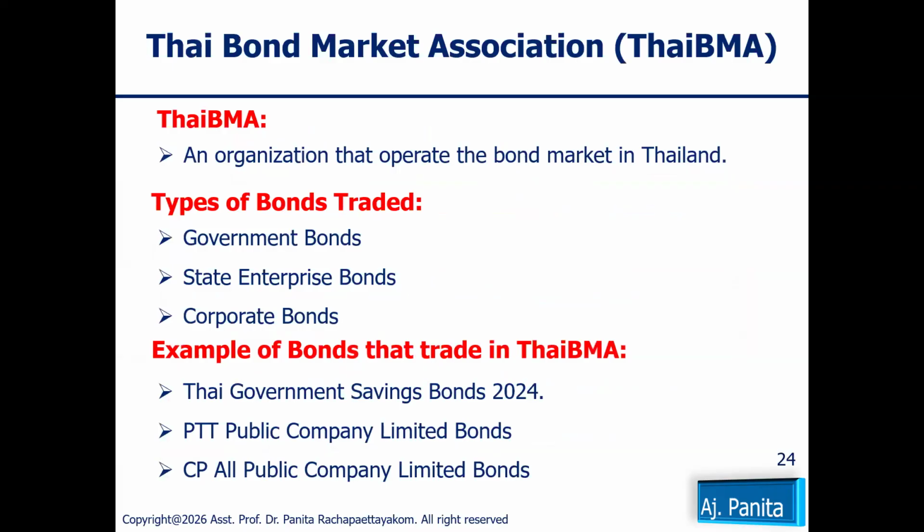For example, the Thai bond market in Thailand is the Thai BMA. Here, government bonds, state enterprise bonds, and corporate bonds are traded in Thai BMA. Examples of debt securities are PTT bonds and CPO bonds.